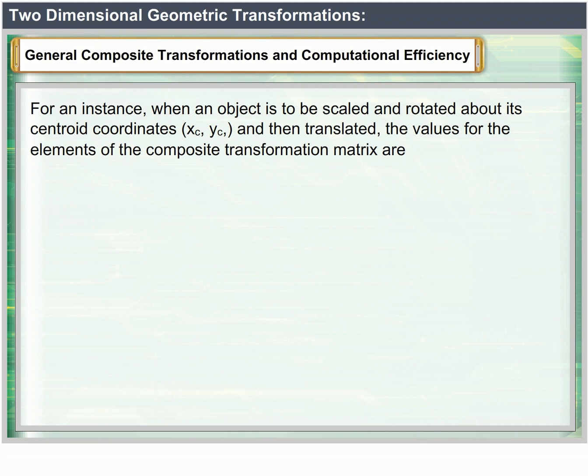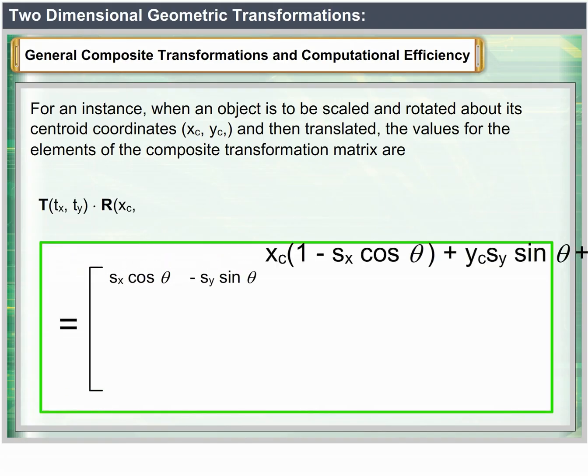For example, if an object is to be scaled and rotated about its centroid coordinates (x, y), and then translated, the values for the elements of the composite transformation matrix are as expressed on the screen.